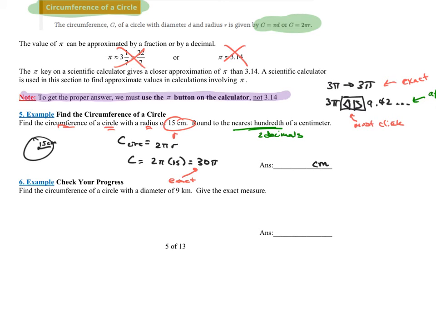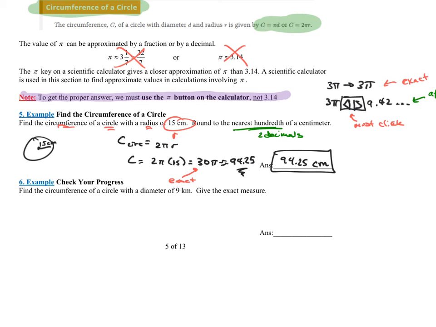So if I hit that double arrow button on my calculator right above enter, it converts it for us, and it tells me that the answer is approximately 94 point, well, if I have to do 2 decimals, it would be 247. The 7 tells me I need to round up, so that would be 94.25. Again, we need to label our answer, so that would be 94.25 centimeters. Okay? Let's look at the next example.